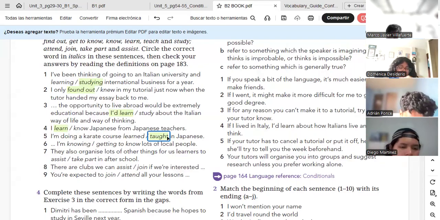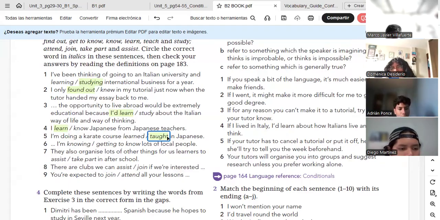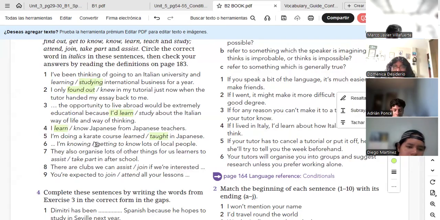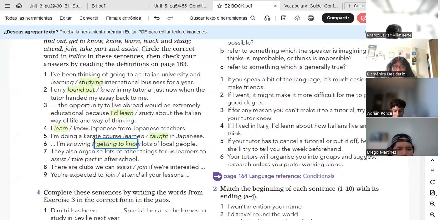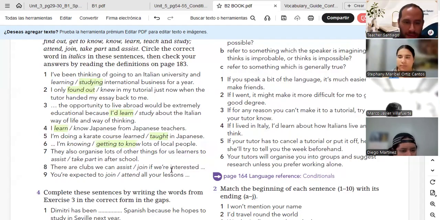Diego, number 6. I'm getting to know lots of local people. Awesome, Diego, as always. Thank you. Remember, we don't say knowing. That's a mistake. And Stephanie, number 7.